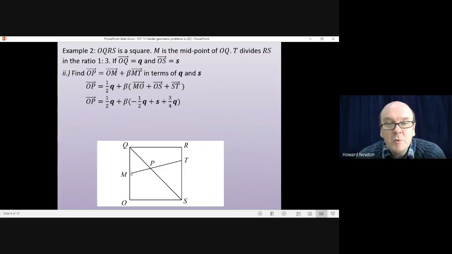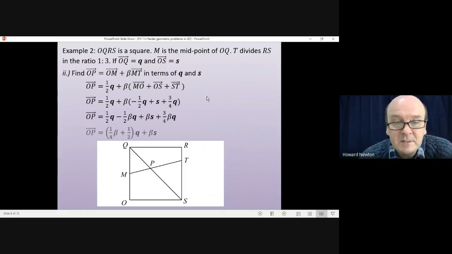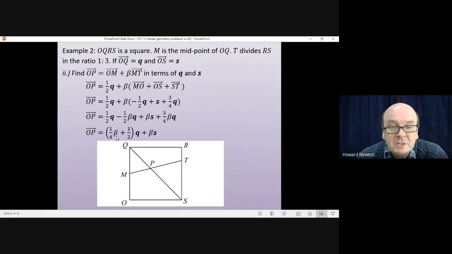From M down to O, that'll be minus a half Q, because we're going backwards along that vector, then plus S, which is the vector OS, and then 3/4 of the way up Q. So the vector SR would be Q, because T divides RS in a ratio 1 to 3, then to get to T, we'll be going 3/4 of the way along Q. Then we multiply out the brackets, then we collect together the terms, and that'll give us a quarter beta plus a half times the vector Q plus beta times the vector S.